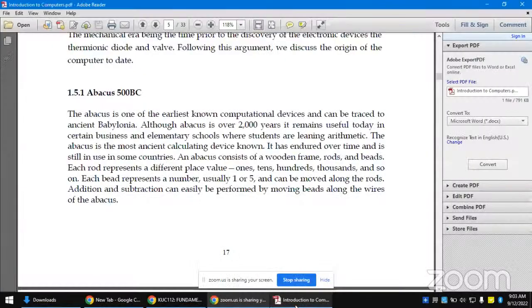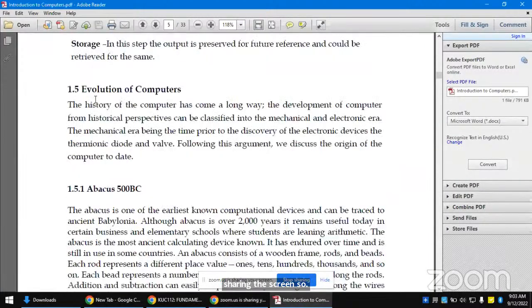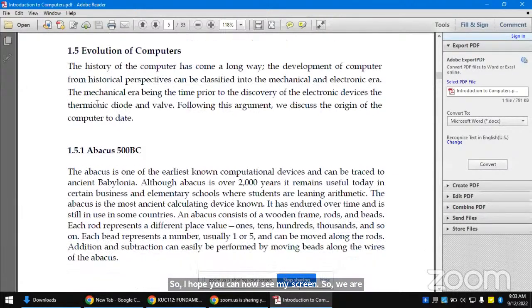Sorry, I saw you're not sharing the screen. I hope you can now see my screen. So we are looking at the evolution of computers and we are going to look at Abacus.